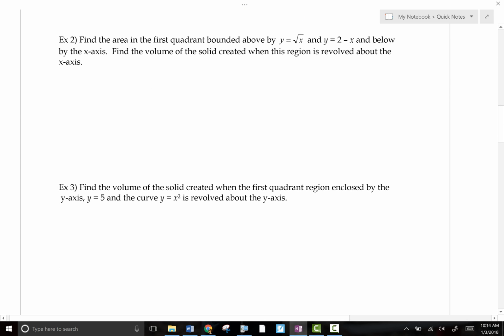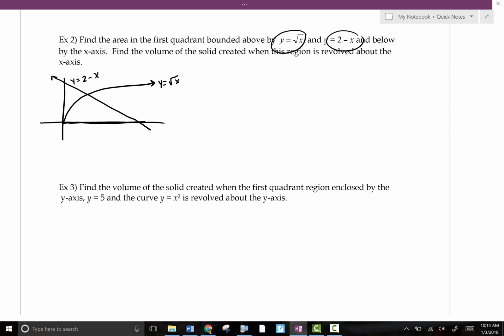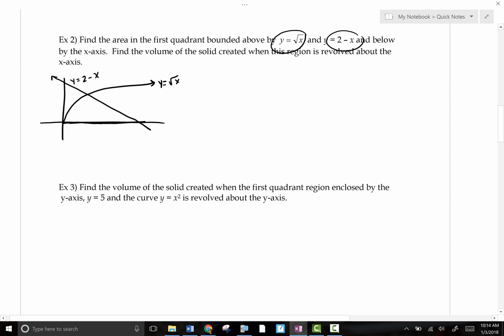Okay? So, moving on. All right, find the area in the first quadrant bounded above by the square root of x and 2 minus x, and below by the x-axis. Okay, so let's draw this here. The square root of x, and 2 minus x. So if I'm bound by these three things, I must be dealing with this region here. Let me highlight it. That's going to be better.